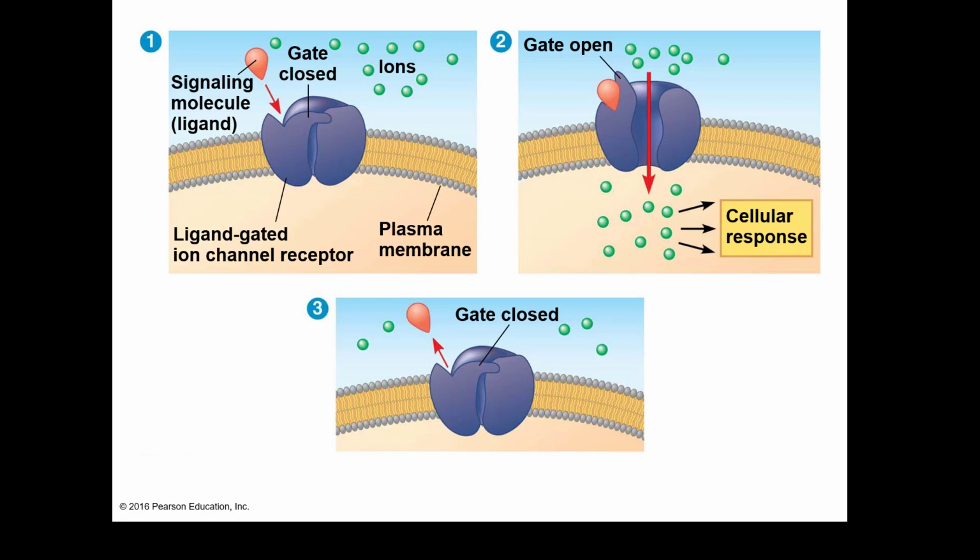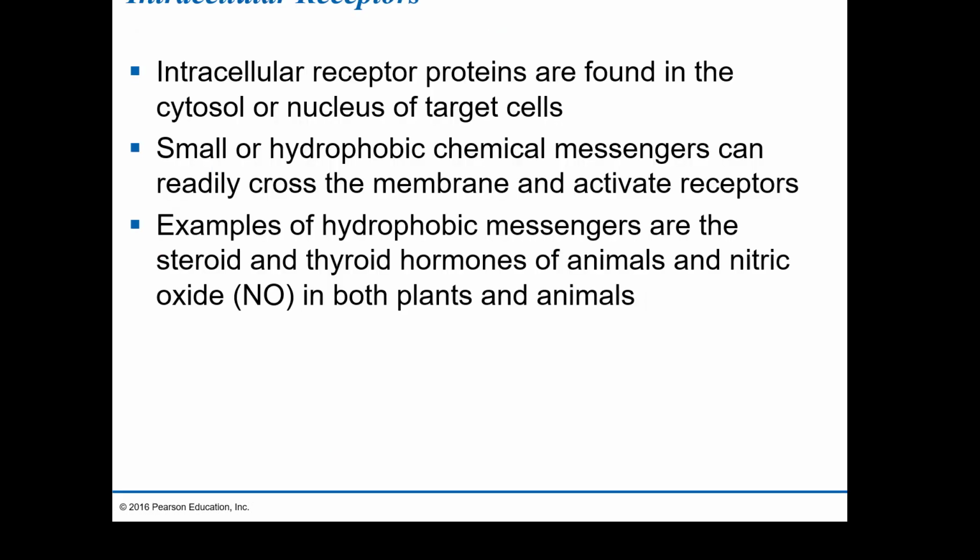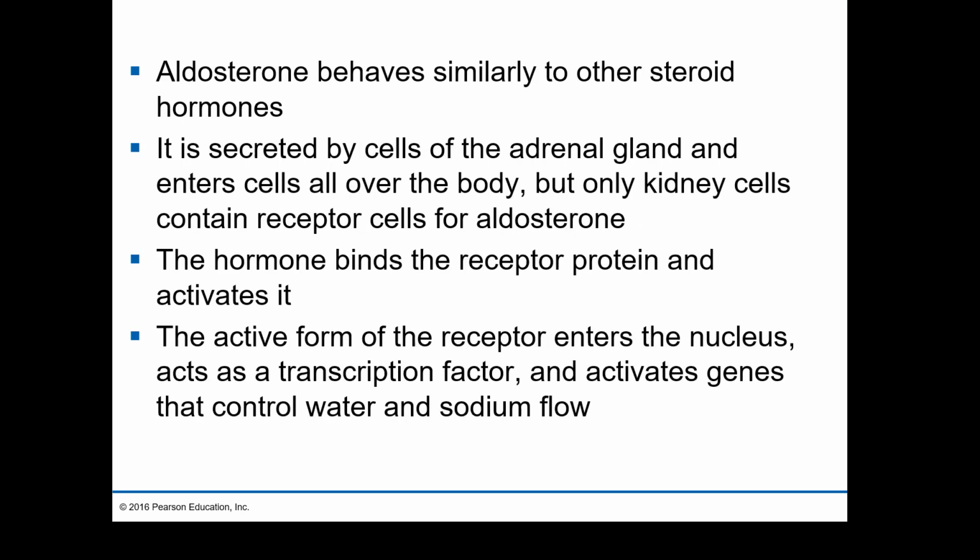So here you've got the ligand, the gates are closed, the signaling molecule hits this, the gates open, and then all of the ions can shuttle through. It spits out that signal molecule or the ligand, and it closes up that gate, changes its shape. Intracellular receptor proteins are found in the cytosol or nucleus of target cells. Small or hydrophobic chemical messengers can readily cross the membrane and activate receptors. So examples of hydrophobic messengers are steroid or thyroid hormones of animals and nitric oxide in both plants and animals.